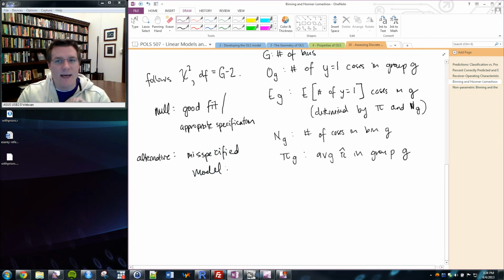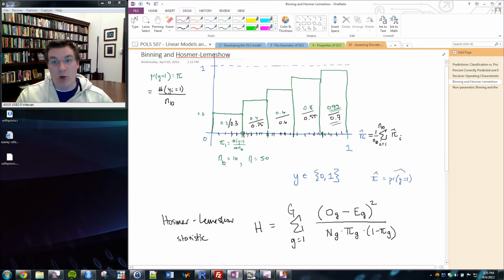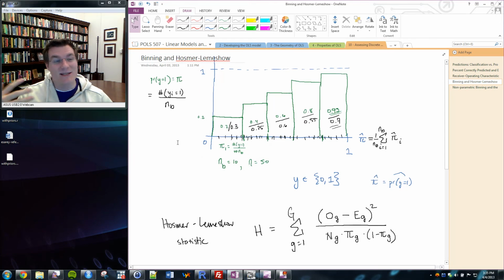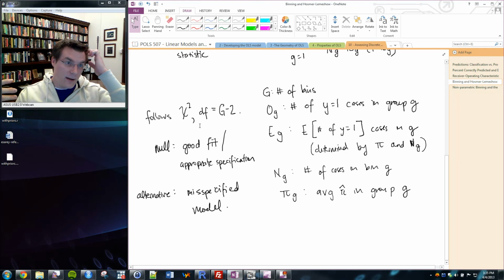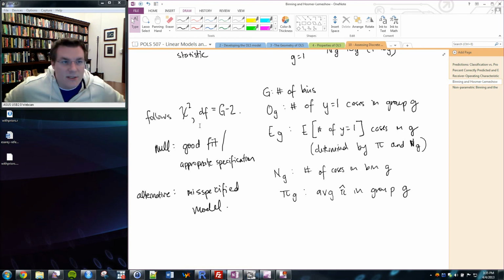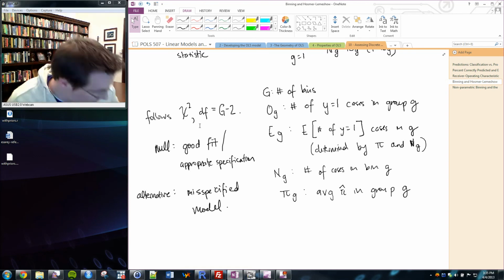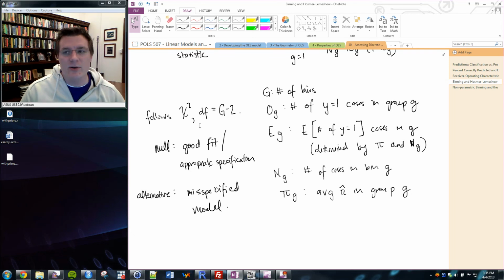So the point of the test is to only reject the null of appropriate fit when the observable data are a substantial deviation from a good fit. This histogram looks substantially different than it would be under a good fit, even accounting for the sampling variation that we see in all finite data sets. So let's get a sense of what this Hosmer-Lemeshow test looks like in the example that we've been following up to this point.